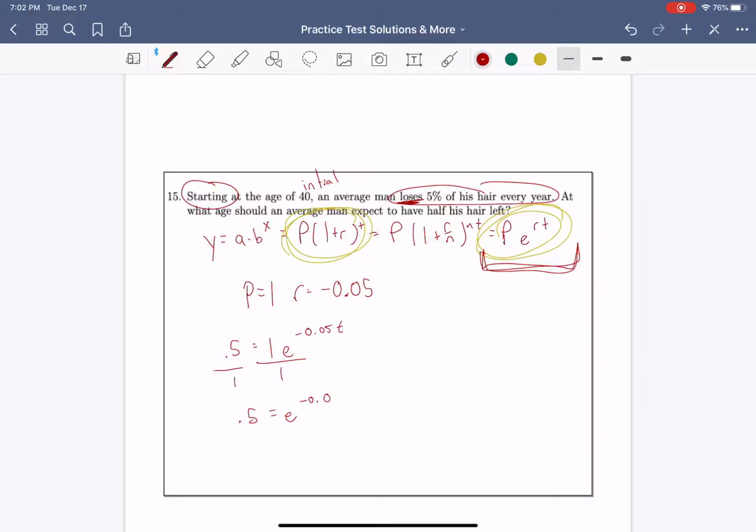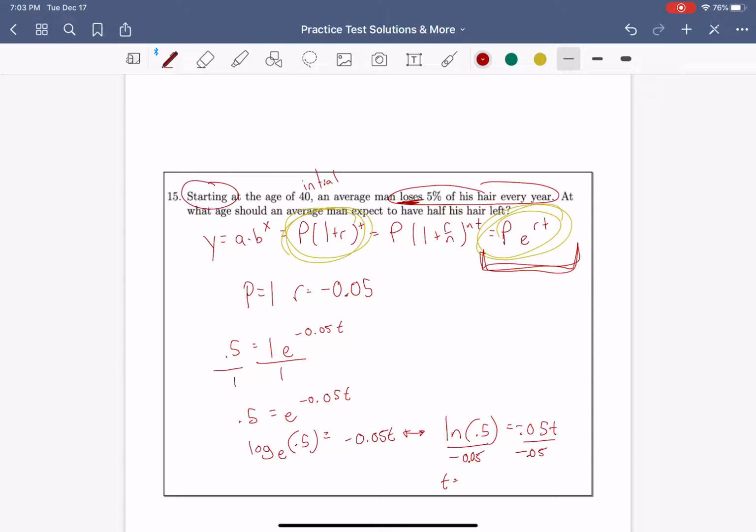= e^(-0.05t). We want to solve for t, so when we rearrange this, you might be tempted to say log base e of 0.5 equals negative 0.05, but we really should remember it's not convenient plugging that in. We want to change that to the natural log of 0.5 equals negative 0.05t. So divide by negative 0.05, and that will give us our time in years.